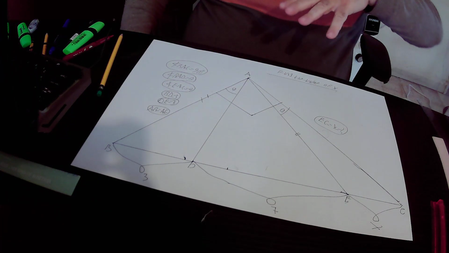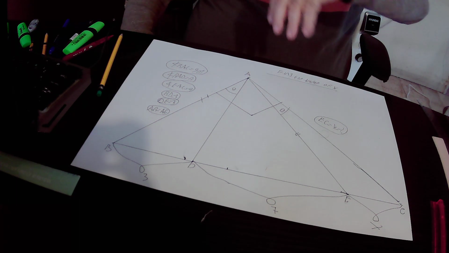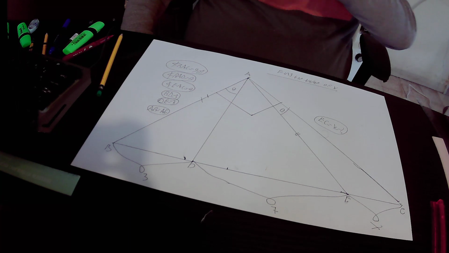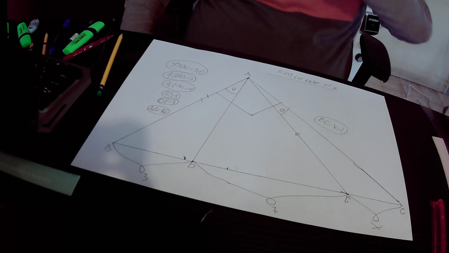Hello, in this lecture we'll find out the length of line segment X. In the drawing we have triangle ABC. We know that side AB is equal to side AE.